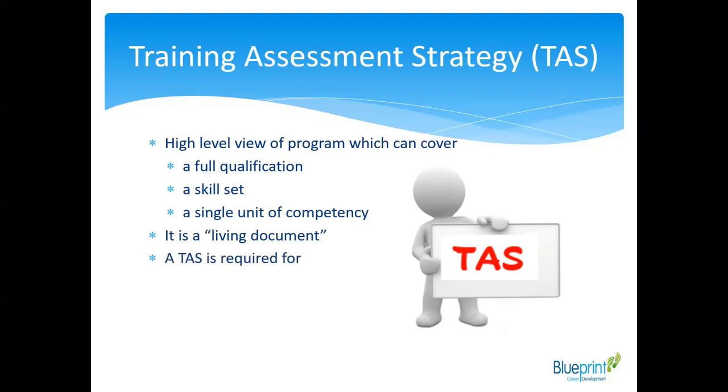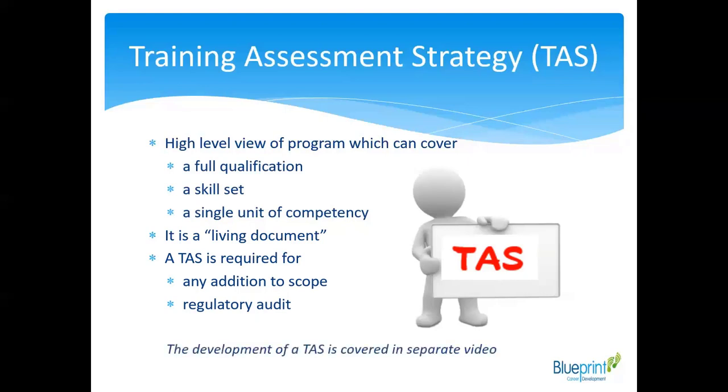The TAS is required to enable us to plan and understand the program that you're going to be delivering. It's used for any additions to scope. If you wish to add any additional qualifications or units to your scope of registration, you will need a TAS. It's required as part of your application for registration for any new qualifications. It's also used in regulatory audits. So should ASQA or any other regulator wish to audit your RTO, they will ask you for this document first up. The development of the TAS is going to be covered in a separate video, so keep an eye open for that one.